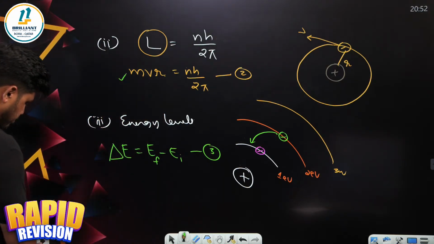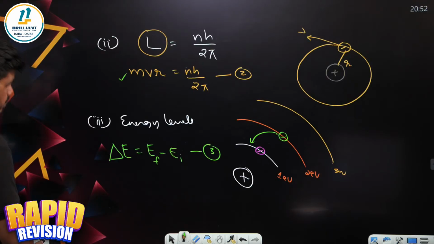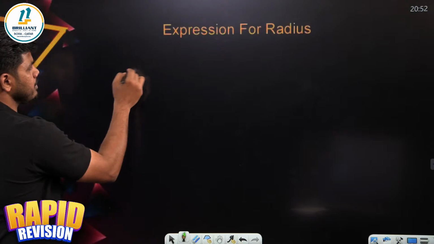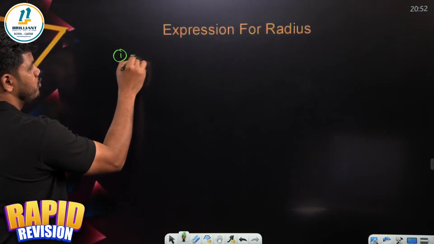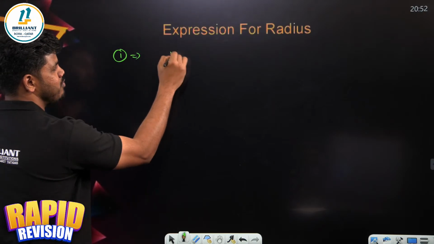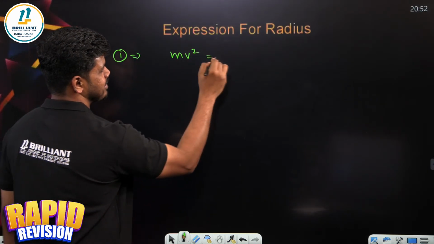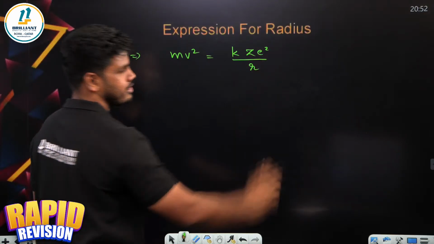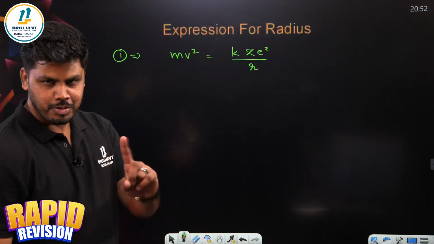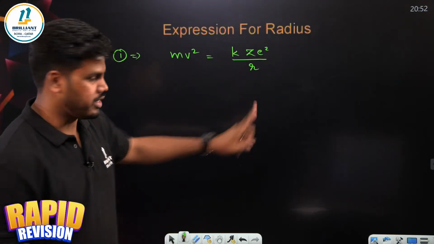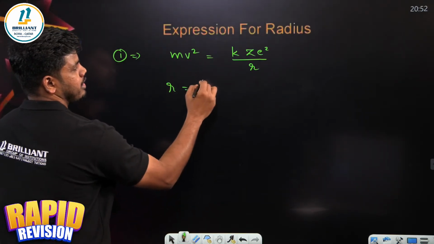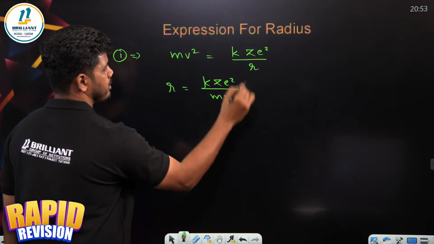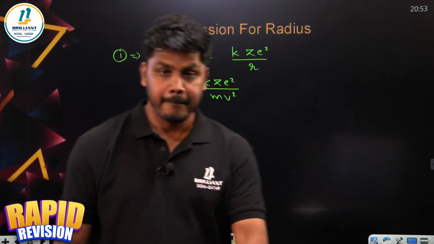Okay, I'll just show you simply what we are going to do for the expression for radius. In the radius part, we are going to take the first postulate. The first postulate was mv square by r is equal to k into ze square by r squared. This was the first postulate. I told you when I talk about the first postulate, this should come to your mind. r is equal to k ze square divided by mv square. Done. This is the expression for radius.